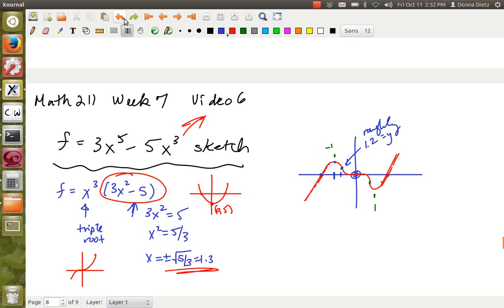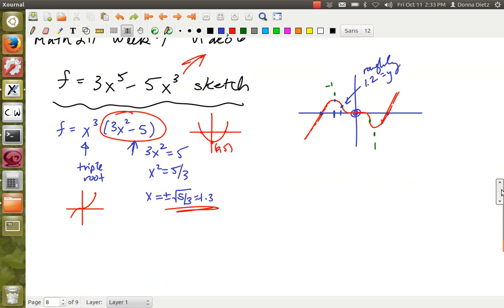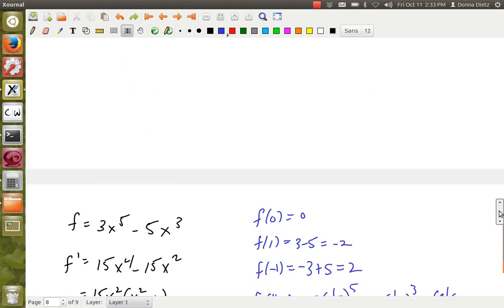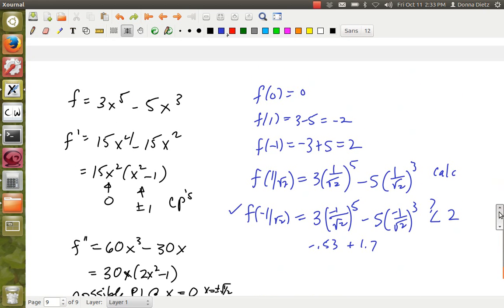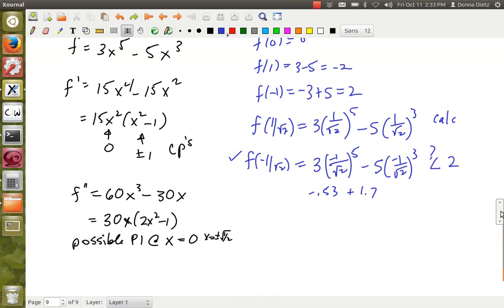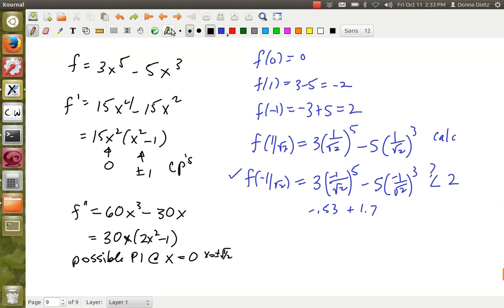Now you may ask, okay, how do I know how to classify that point at the origin? That's a pretty good question. In that case, let's just test a point on either side to see what's going on. Or we could test the derivative on either side. Let's do it both ways. If I test a point on either side, hold on a second.